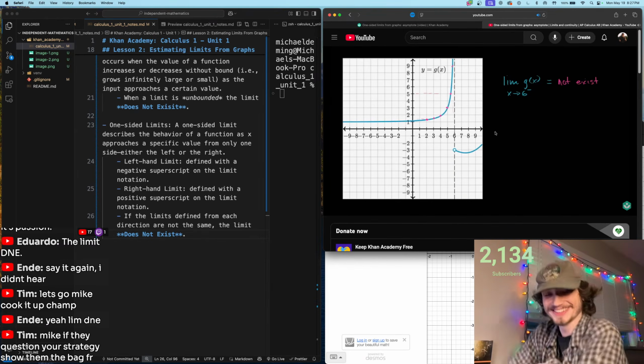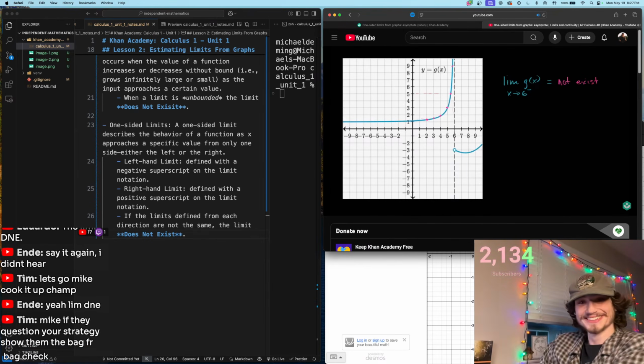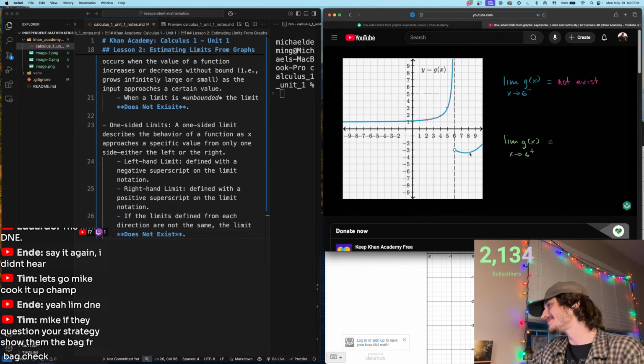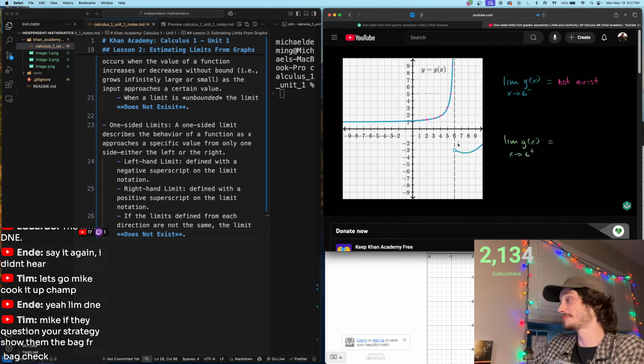And this is interesting because the left-handed limit here doesn't exist, but the right-handed limit does. If I were to say the limit of g of x as x approaches 6 from the right-hand side, well, let's see. We have g of 8 is there, g of 7 is there, g of 6.5 looks like it's a little less than negative 3, g of 6.01, even closer to negative 3.